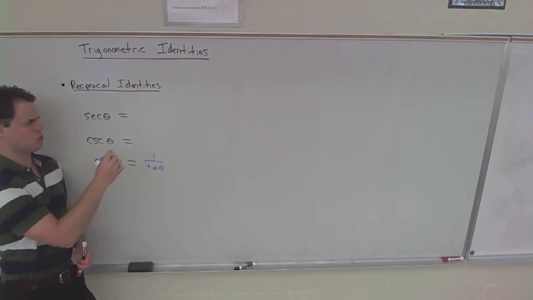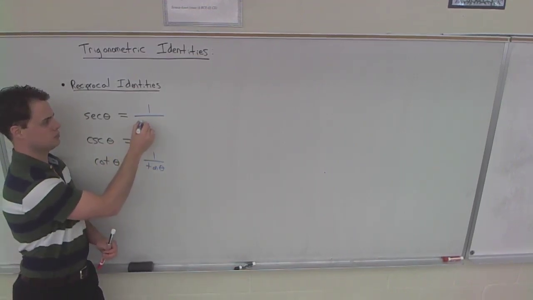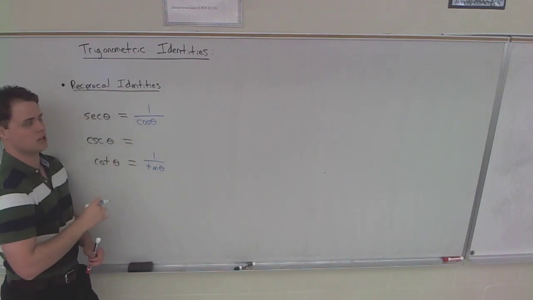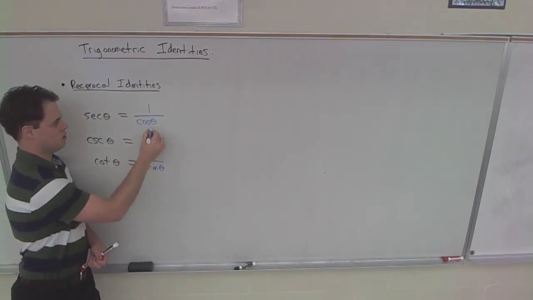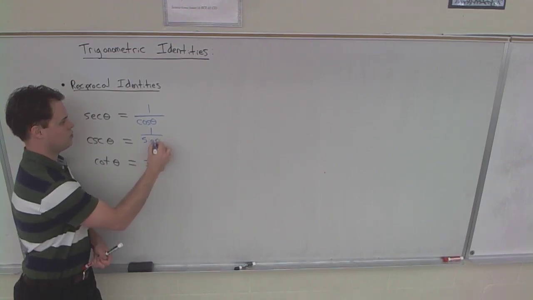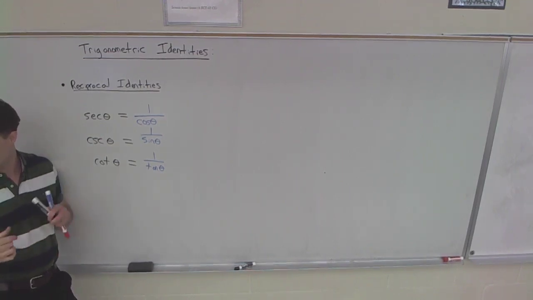So secant was 1 over what then? It goes with cosine. Cosecant goes with sine. In fact, it's 1 divided by sine. So I'm hoping that you already have these down, kind of. I never really wrote them like this, but we've been using them like this.